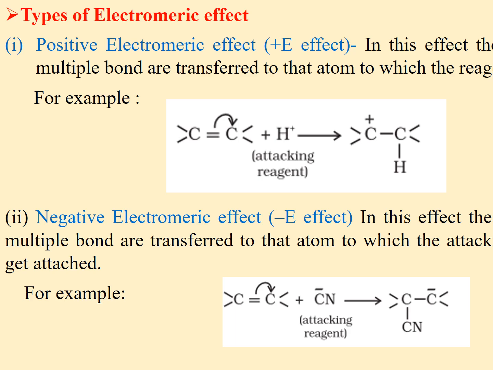Negative electromeric effect, or minus E effect. In this effect, the pi electrons of the multiple bond are transferred to that atom to which the attacking reagent does not get attached. For example, with a carbon double bond carbon in the presence of the attacking reagent cyanide, there is a shifting of pi electrons. One of the carbons gets delta negative and the other gets delta positive. The cyanide ion, or the attacking reagent, attaches itself to the delta positive carbon.